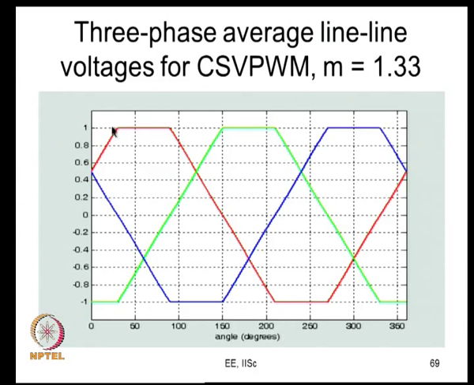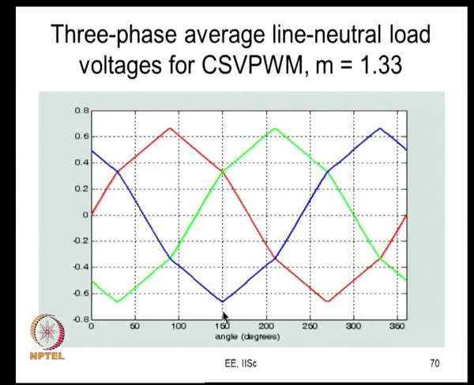They also look trapezoidal, but the duration of clamping is lower. So, here this means basically R and Y are both clamped concurrently. This means that Y and B are both concurrently clamped here. This means both B and R are concurrently clamped in this interval. So, if you look at that, you can see that these are hexagonal waveforms.